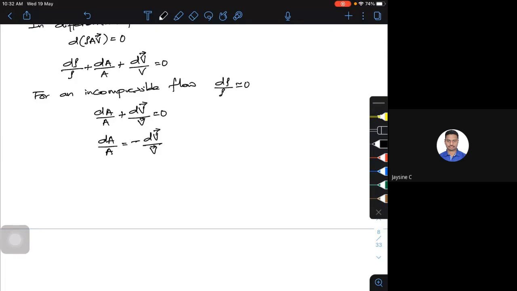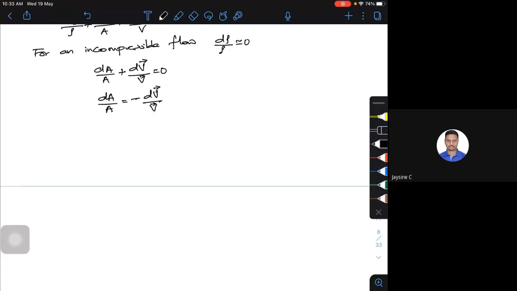What is it actually? For a converging passage, if I take an incompressible fluid, it is going to accelerate. Or if I take a diverging passage, that is a diffuser, the fluid has to decelerate. So for a converging passage with incompressible fluid, there is an acceleration, and for a diverging passage the fluid has to decelerate. Simple logic.